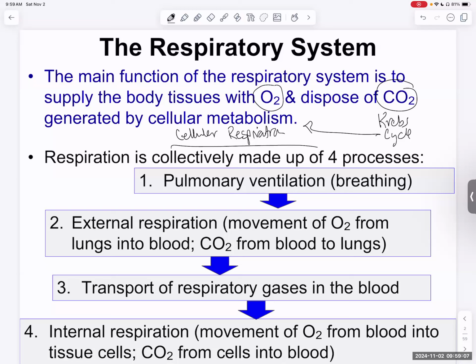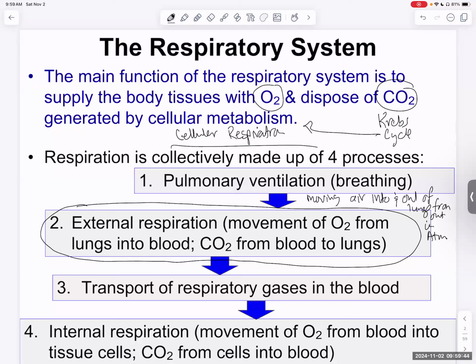So there's really four processes if we break down respiration. The first one is pulmonary ventilation. We say breathing, it's moving air into and out of the lungs. From where? From out in the atmosphere. So we're bringing air into our lungs. That's pulmonary ventilation. And in the lungs, we're going to have external respiration.